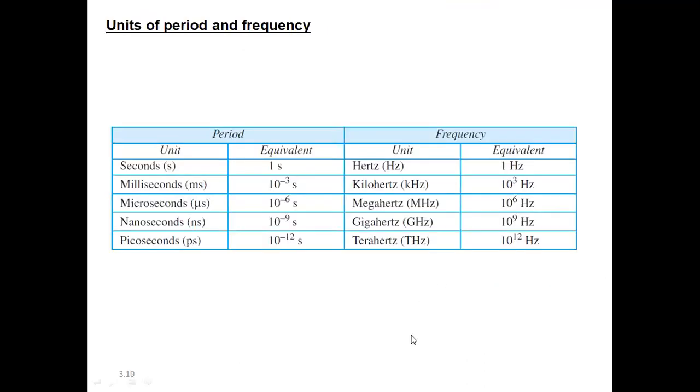Period, obviously, depicts time, so the unit used is seconds. Frequency is 1 by T, and its unit is hertz. So it can be hertz, kilohertz, megahertz, gigahertz, terahertz.